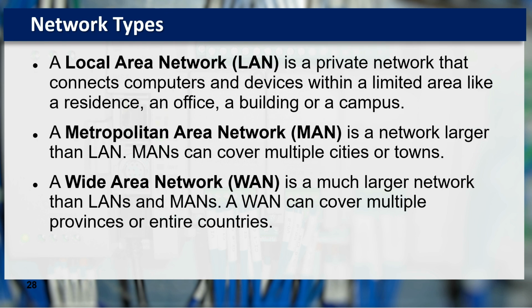Before we get into masking and subnets, let's take a quick review of some of the different network types. There's a local area network, or LAN, which is a private network that connects computers and devices within a limited area like a residence or an office or building or campus. Then we have a larger one called a metropolitan area network, which is a network larger than a LAN, and they can cover multiple cities or towns. Then you have a wide area network, which is a much larger network again than LANs or MANs. A wide area network can cover multiple provinces or entire countries. Keep this in mind when you start working with IP addresses.